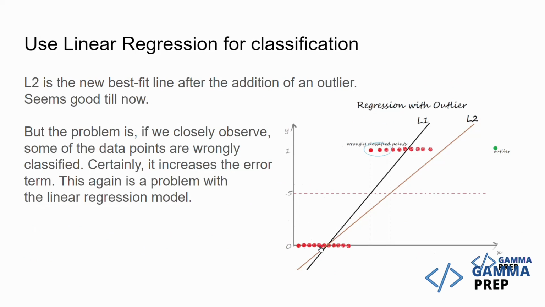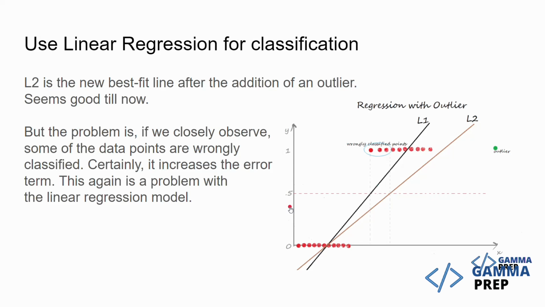Now let's say we have outliers. What happens when there are outliers as well? When we have one outlier, instead of this L1 line, because of this outlier, your linear regression line is going to change and it will, let's say, become this L2, this brown line. Now, if you see this point, it is turning out to be a value less than 0.5, let's say 0.4.